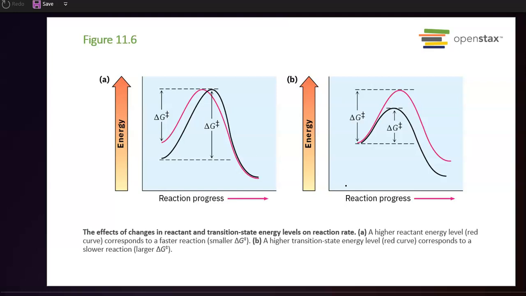We are looking at the effect of changes in reactant and transition state on the reaction rate. Graph A shows that a higher reactant level corresponds to a faster reaction, and the second shows that a lower transition state also makes the reaction faster, because the delta G is smaller here.